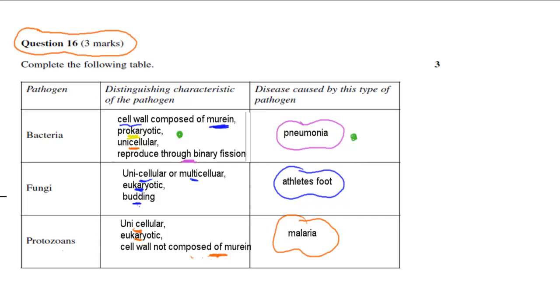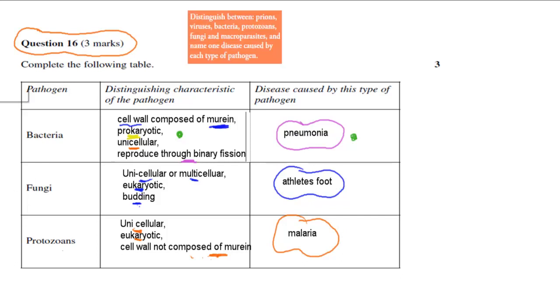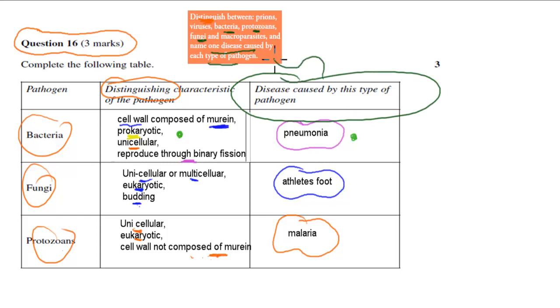But yeah, that's basically the dot point, and this question comes from this dot point. Distinguish, again, distinguish verb here and distinguish in the question as well. Distinguish between prions, viruses, bacteria, protozoa, fungi, macroparasites, and so that was the distinguishing part, and we've got the bacteria, fungi, protozoa in here, so there's 3 of them here. And it says also to name one disease caused by each type of pathogen. And that's also what we were asked, right? So disease caused by each type of pathogen, again, that comes straight from the actual exam question, straight from the syllabus dot point.